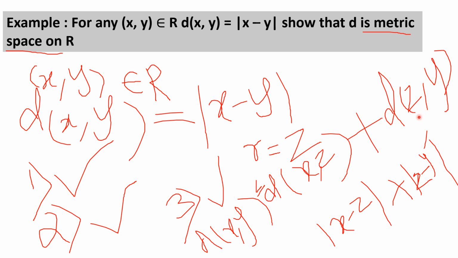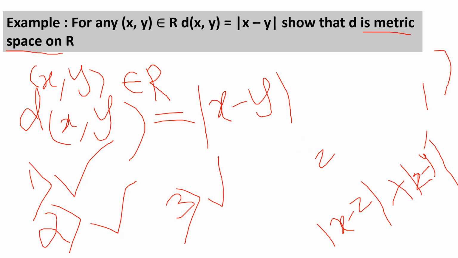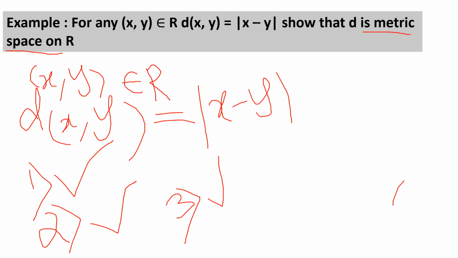If you see the triangle inequality property, d(x, y) should be less than or equal to d(x, r) plus d(r, y), which is in the same form, right? So now the fourth property is also satisfied.